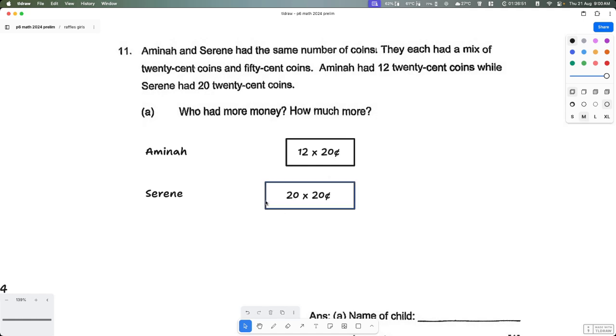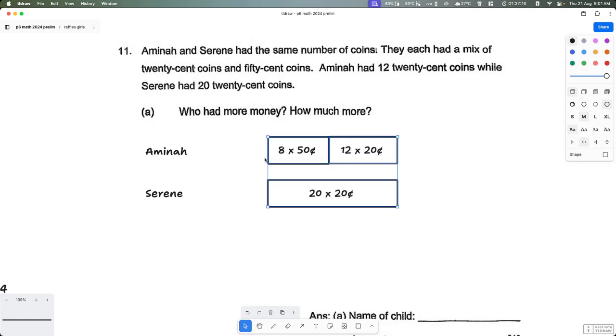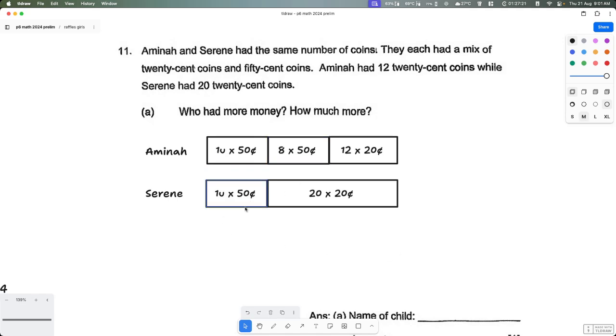So the difference is 8. And what's the 8? The 8 is 50 cent coins. So in this case, we have 8 times 50 cents. You just count the number only. Maybe make the 20 cent coins a bit bigger. We don't know the amount of 50 cent they have each, but it will look something like this. Let's put here 1 unit of 50 cent coins. So in this case we can know the difference.